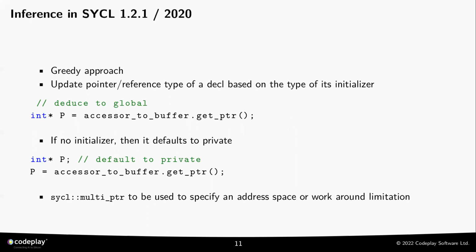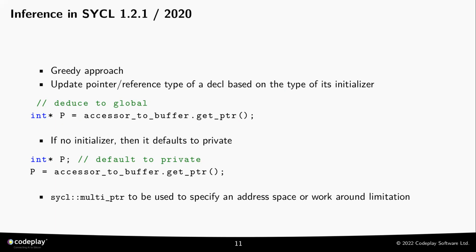Now, the current inference rule in SYCL 1.2.1 and 2020 is more of a deduction process rather than true inference. It deploys a greedy approach where pointer and reference types are deduced when they are declared. So for variables, the type is deduced using the initializer. For function parameters, this type update is performed using the argument type that is passed to the function, as we saw just before. And that triggers the duplication process as well.